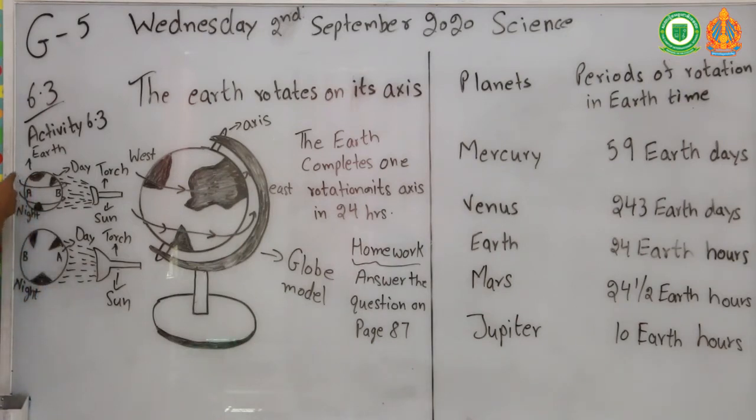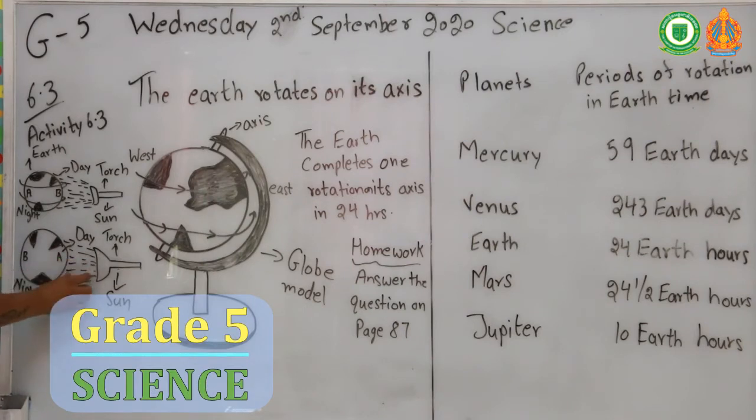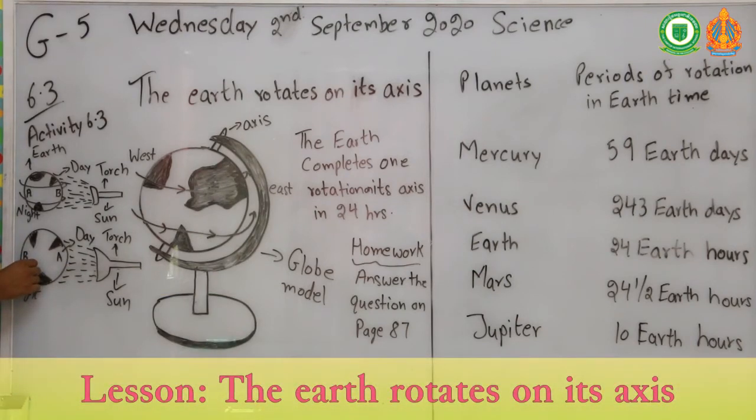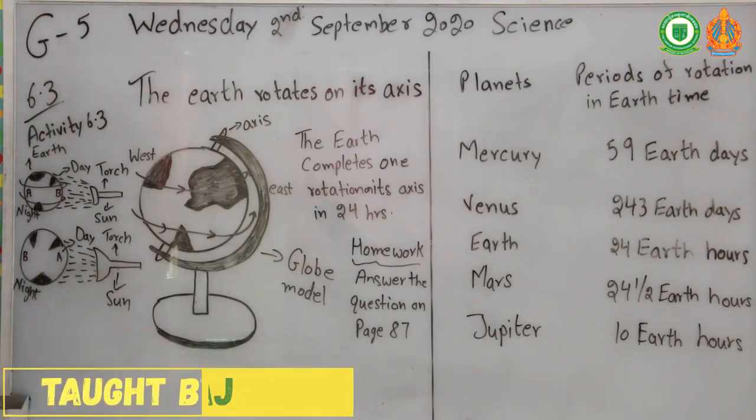Then the Earth rotates. When the Earth spun, you can see the A part comes in front of the sun. So now this part is getting sun rays and this part is not getting any sun rays. So that's why A has day now and B has night.